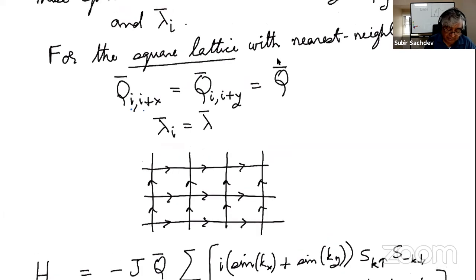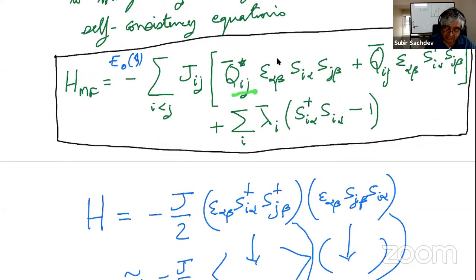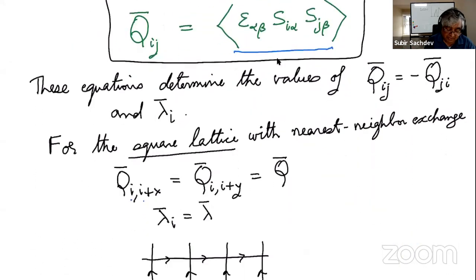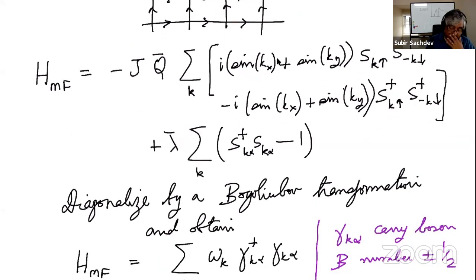Okay, so now I can just put this Q bar in here. I have my value of Q bar, I have a Hamiltonian, I can take a Fourier transform of this and write this in momentum space. It's just a quadratic Hamiltonian for a nearest neighbor antiferromagnet on the square lattice. And this is what you get. Now it's starting to look even more like BCS. In BCS, you had c_{k up} and c_{-k down}. That's exactly what you have here. It's spin singlet pairing of these bosons, just like BCS was spin singlet pairing of electrons.